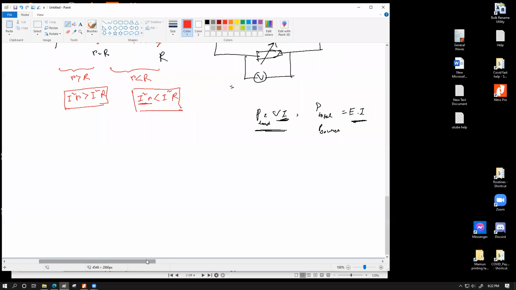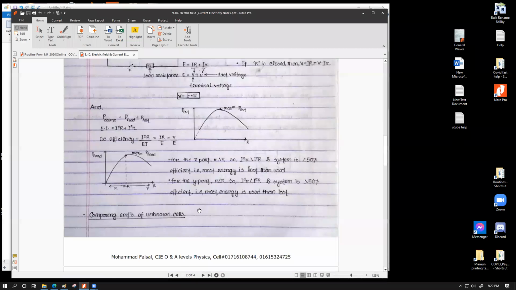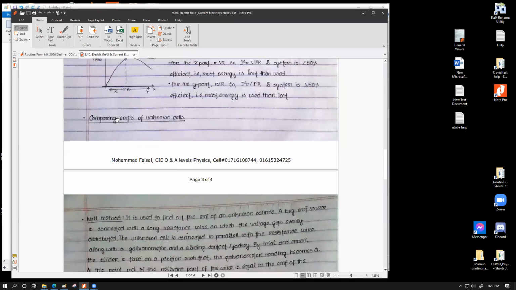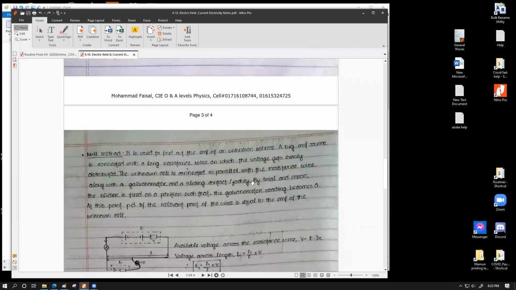The next thing that we have in our electricity, this is actually a new part for our AS syllabus, that's why we discuss this thing in elaborate version. The next thing that we have for our AS syllabus is null method. Comparing the EMFs of unknown cells, why is that important? Okay, never mind, I think this was an invalid heading, disregard this heading, these things are continuous.